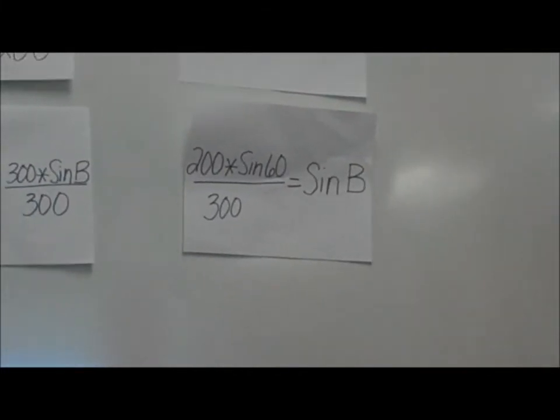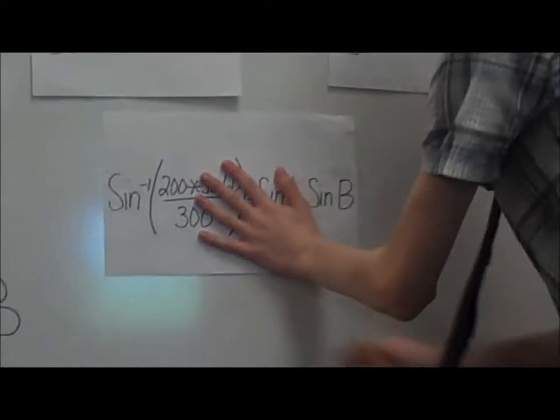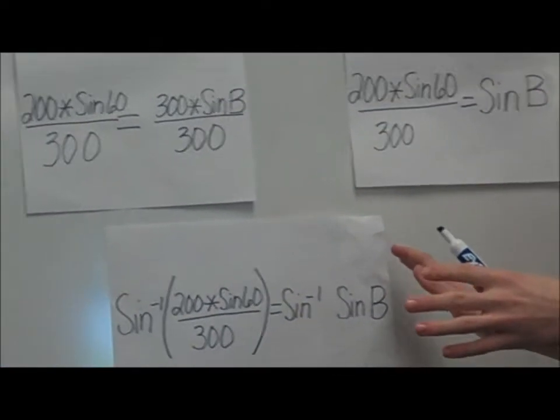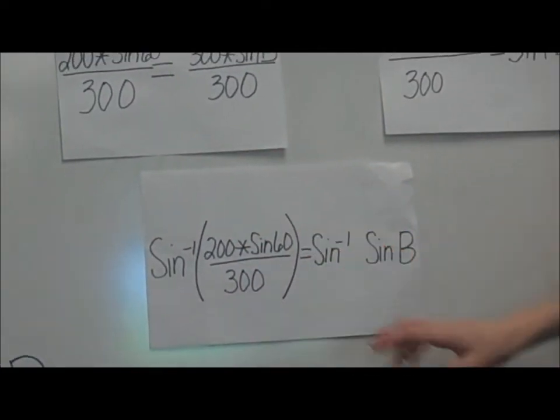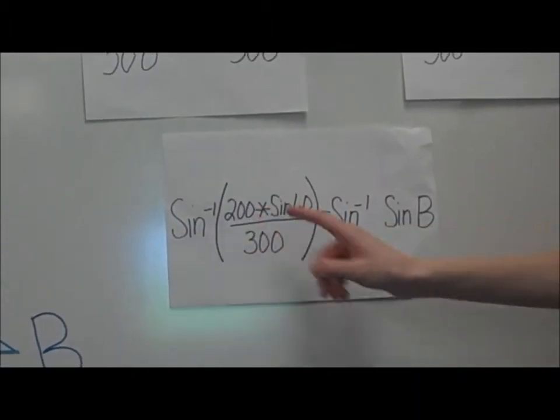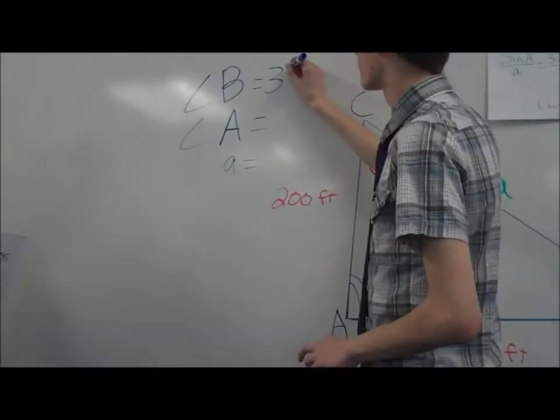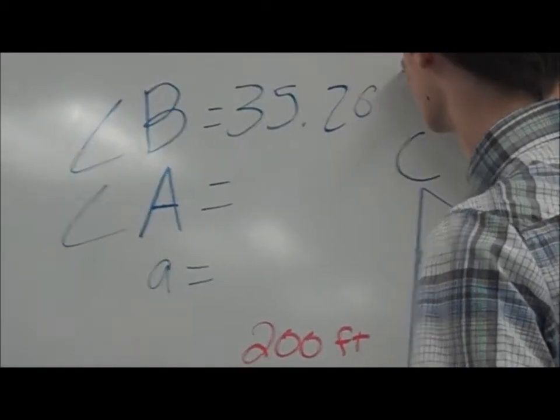Now you want to get B all by itself. And this is where you use sine inverse. Now I know all this looks complicated, but you want to do the sine inverse of both sides, which gives you the sine inverse of 200 times sine of 60 over 300. Now this seems very complicated, but when you put it on your calculator, you get 35.26 degrees.